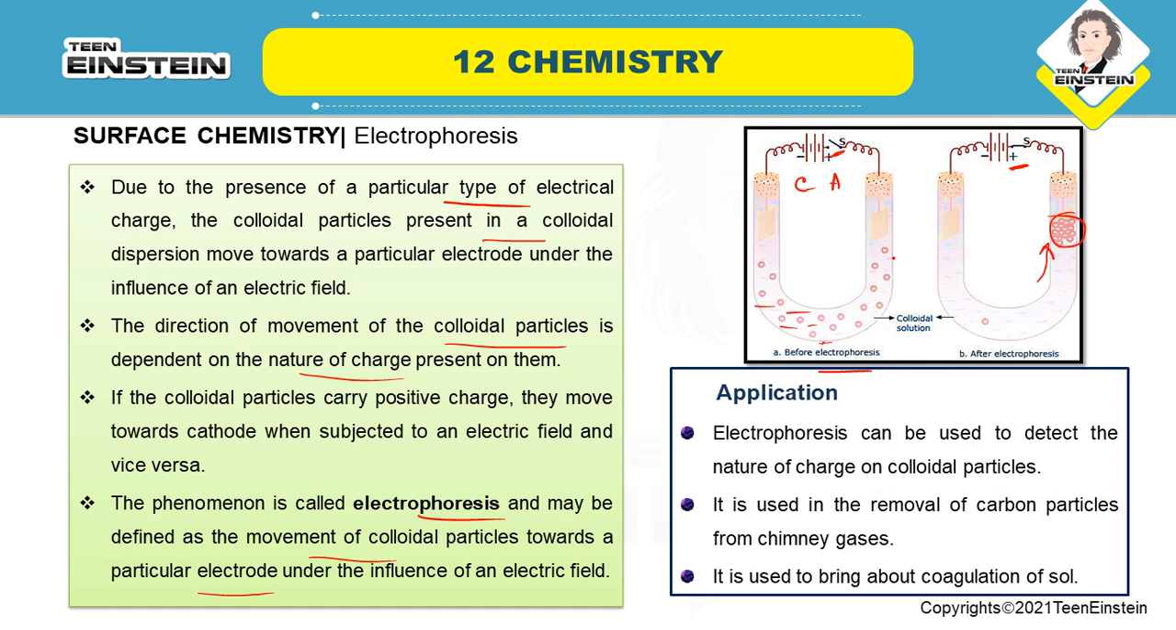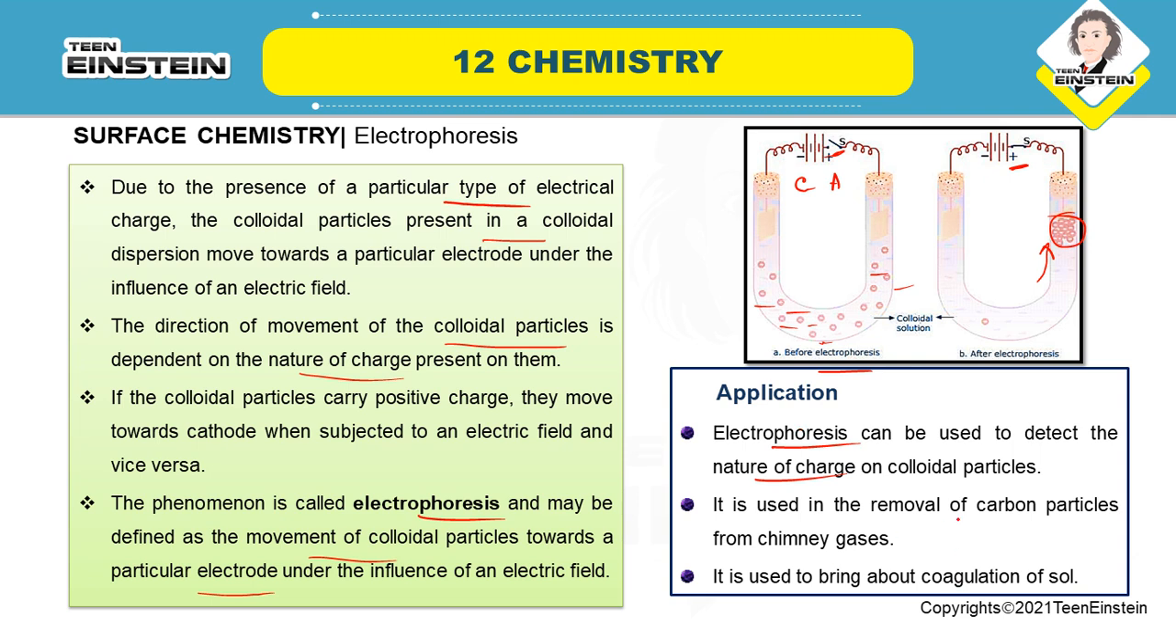Here oppositely charged particles move towards the cathode and anode depending on their charge. By this process we will be able to detect what type of charge is present, whether it is negative or positive. If the particles are moving towards the anode, that means they are negatively charged, and vice versa. So we can detect the type of charge.